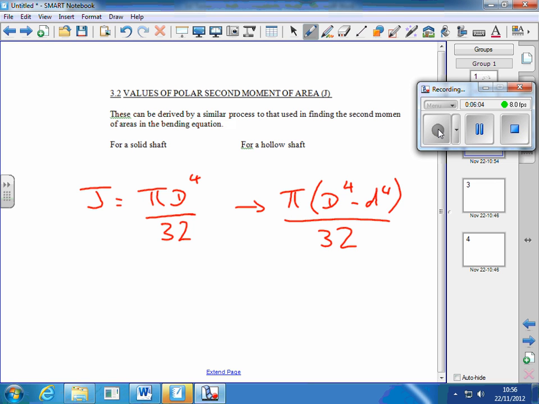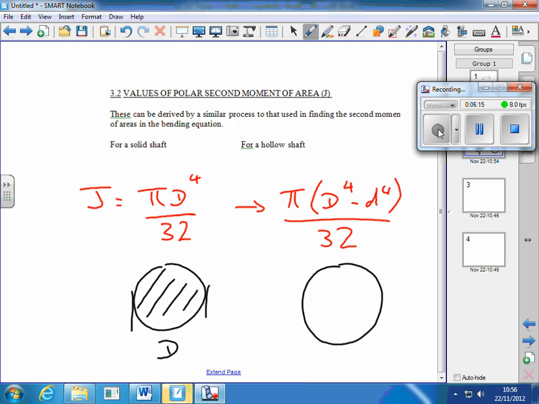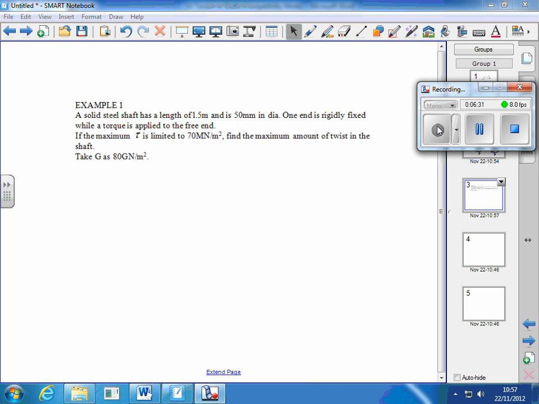where the first one is a solid shaft with a diameter of d, and this is a hollow shaft with an outer diameter of D and an inner diameter of little d. So those are the formulas we use to find the second moment of area. There are two examples in here that we're going to go through where we apply these torsion equations, and then there are some tutorial questions at the end that I'll let you have a look at.